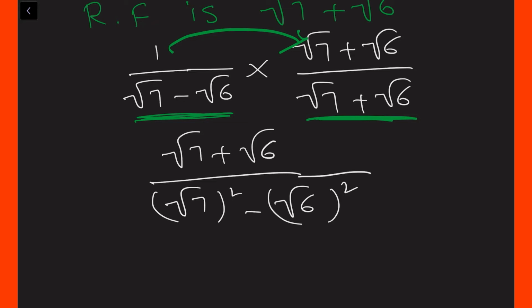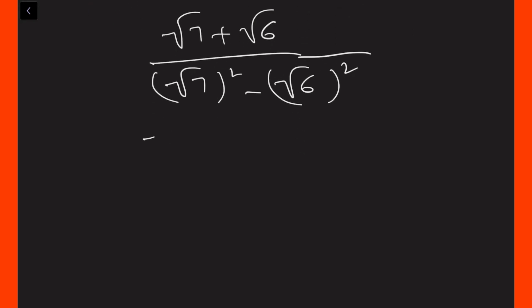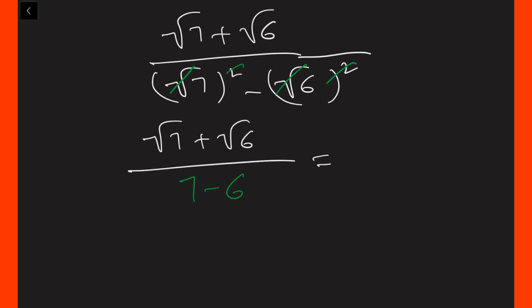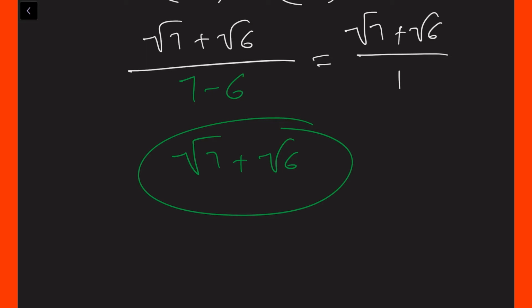Now we cannot simplify the numerator, so write the numerator as it is. That is root 7 plus root 6 divided by, here square root and square cancel, square root and square cancel, so we remain with 7 minus 6. Now numerator we cannot simplify, so as it is, root 7 plus root 6 divided by 7 minus 6 is 1. In the denominator if we have 1, if it didn't have also, no use, so remove the 1 denominator. So we remain with root 7 plus root 6.